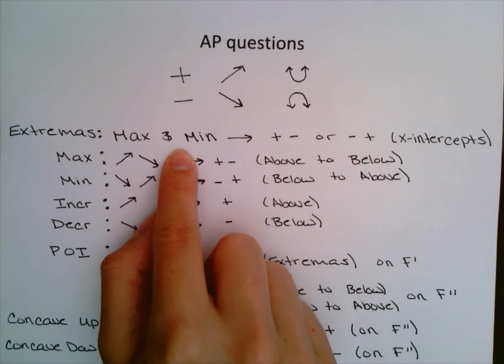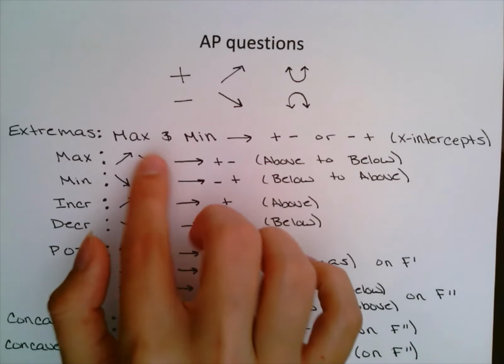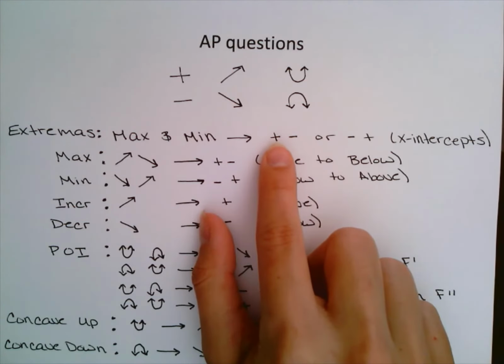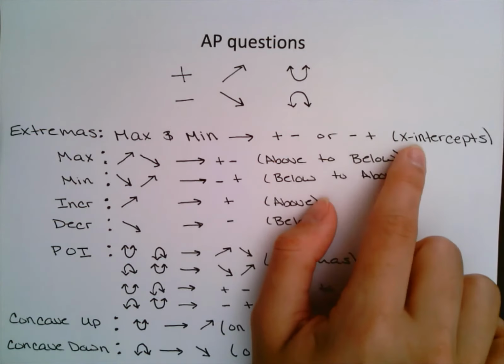What these questions usually do is they give you f prime and then they start asking you to use that graph of f prime to interpret information about the function f, okay? So it kind of makes you go backwards. So just some things to review. Extremas, max, and mins, you would be looking for a switch from positive to negative on the first derivative or vice versa, okay? So you're going to be looking for x-intercepts.